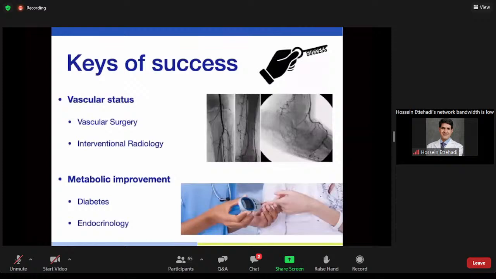So for me, what are the keys of success? I think mainly the multidisciplinary approach to assess the vascular status of our foot and ankle, and we have to have some consults with vascular surgery and interventional radiology in case we have some arterial deficiency that may be putting our reconstruction at risk. And I think also, and most important, we have to see some metabolic improvement in this patient.